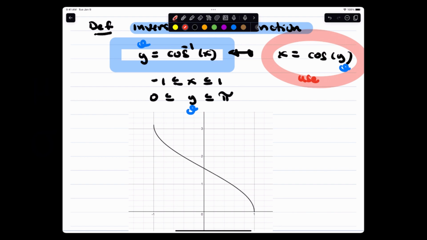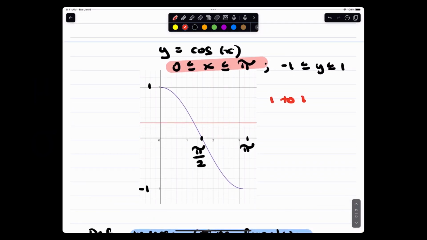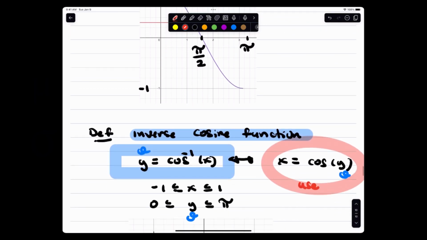Well, the restricted domain of cosine, this curve, and it's reflected about the line y is x, every one of those points, to get the inverse of that, right? Yeah, to get the inverse function, yes.